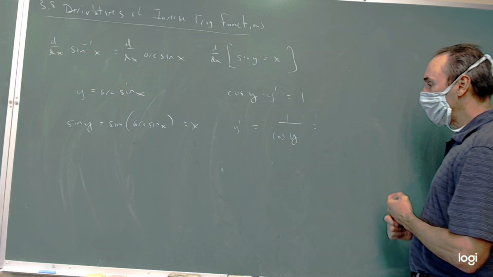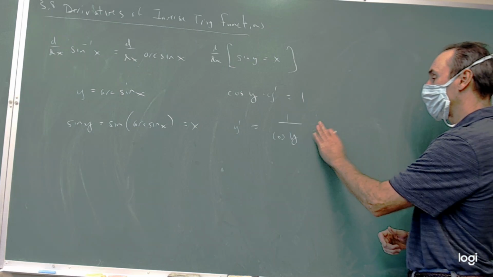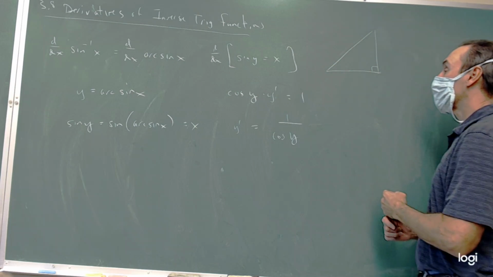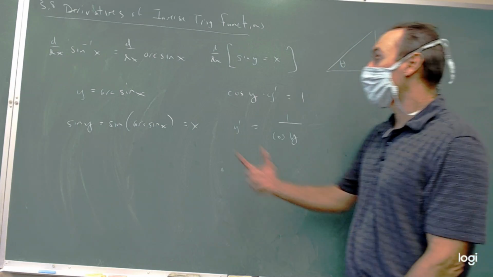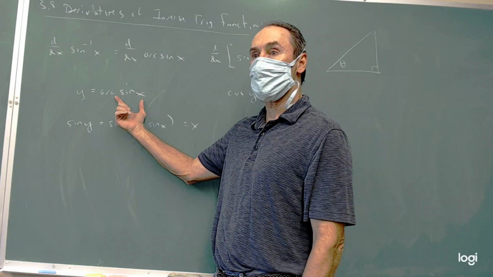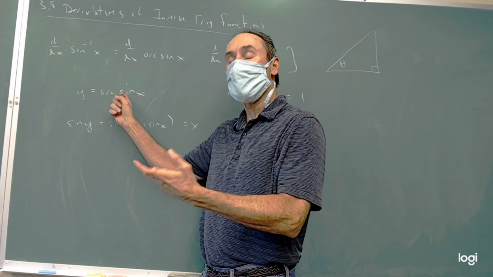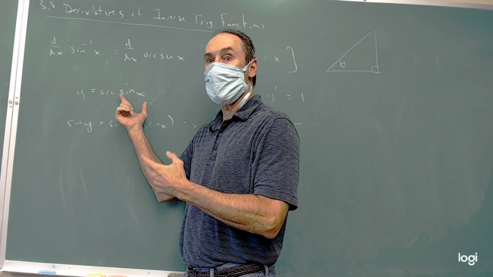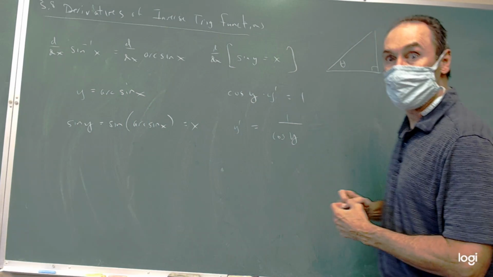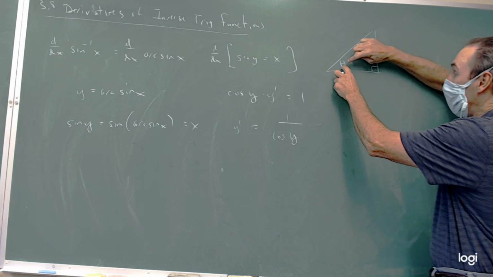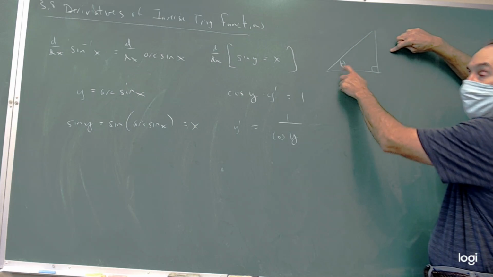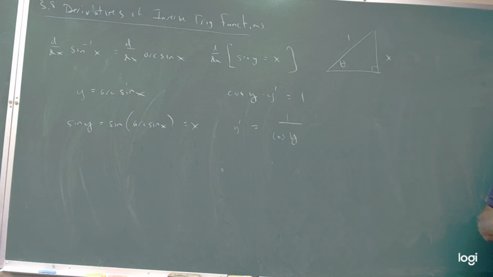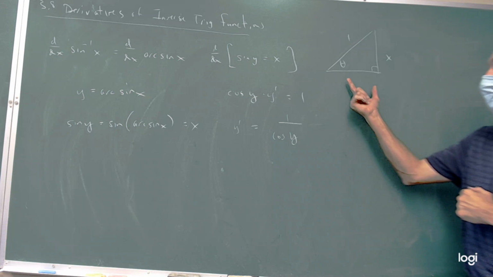So what does this mean? Well, let's go back to our understanding of right triangle trig. Remember, the arc sine of x is the angle whose sine is x. The arc sine of x is the angle whose sine is x. So the angle whose sine is x means opposite over hypotenuse must be x. You okay so far?